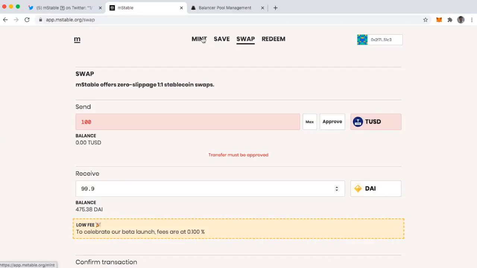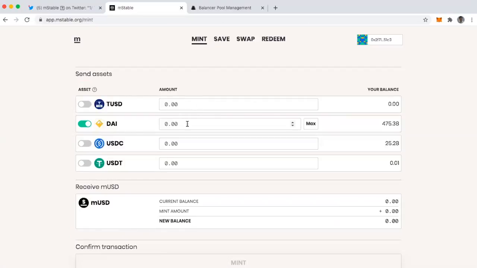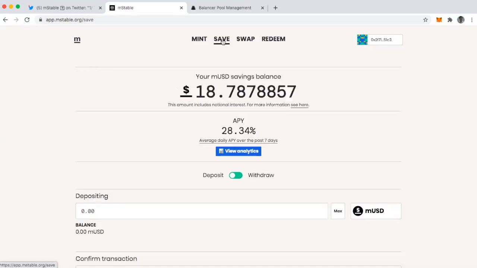So what I'm going to do today is show how to mint the mUSD token. Then I'm going to show how to save it, so I'm going to earn this native interest rate of 28.34%. And then in the future, I will show how to earn the new governance token, MTA. It stands for Meta. That's the governance token that's being distributed weekly by the mStable team. They're distributing 50,000 of these Meta tokens. It's very similar to the way Compound works, very similar to the way Balancer works.